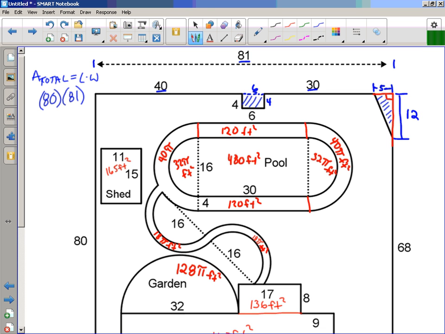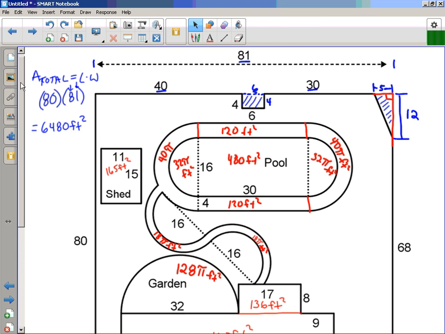So this is going to be like 80 times 80. I can do 80 times 80 and then 80 times 1, and add those together. So 80 times 80 is 6,400 of them, and 80 times 1 is obviously 80. So this is going to equal 6,480 square feet, which is the total square footage.